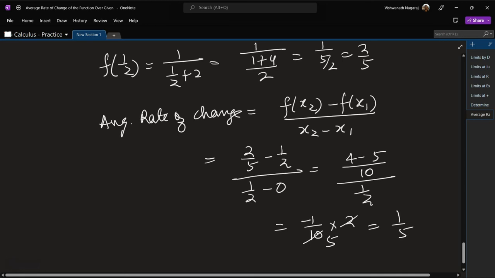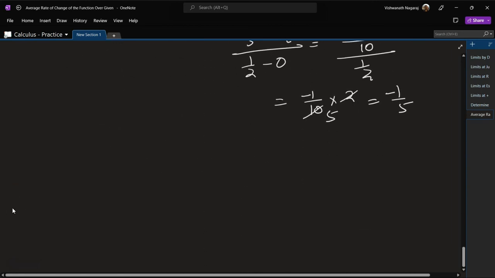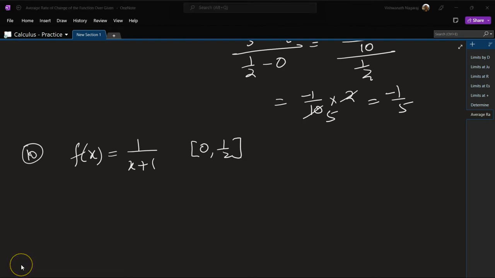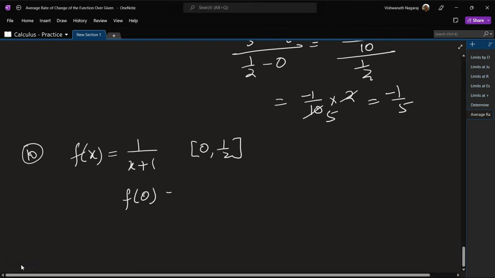So 2 fives, which is equal to 1 by 5. And this should be negative. So this will be minus 1 by 5. Okay, so this was ninth one. Now let's look at the 10th one. F of x is equal to 1 by x plus 1 in the interval 0 half. So now again f of 0 is equal to 1 by 1, which is equal to 1.